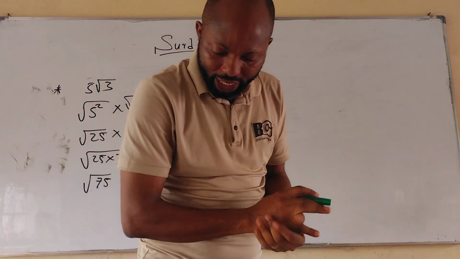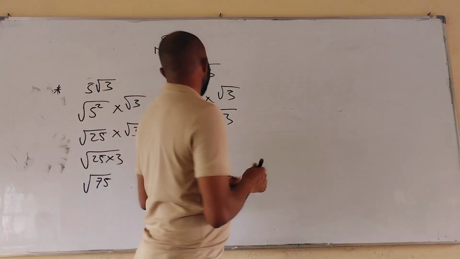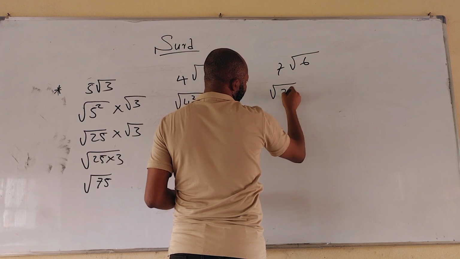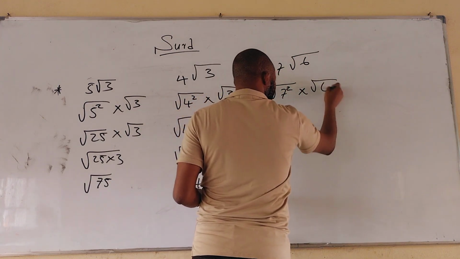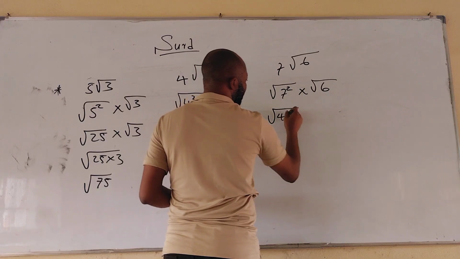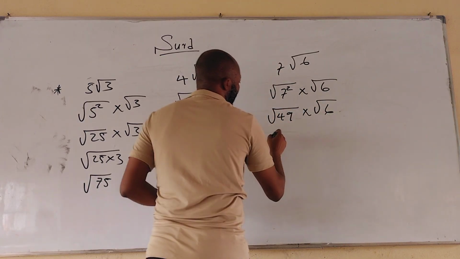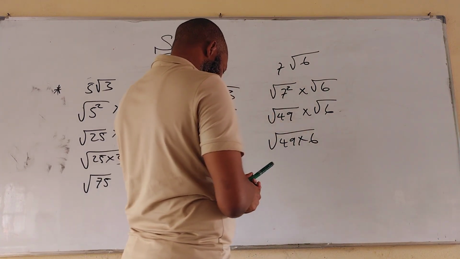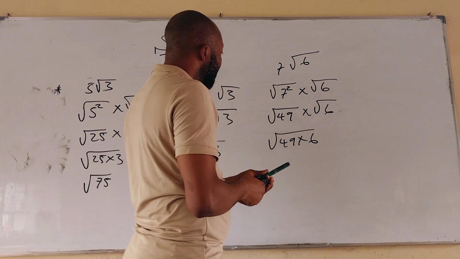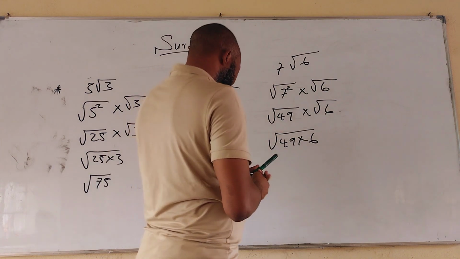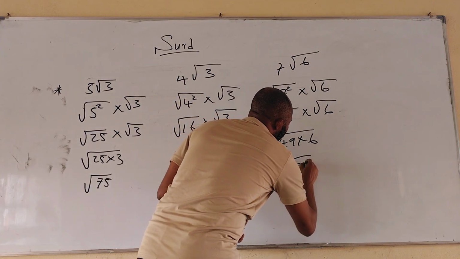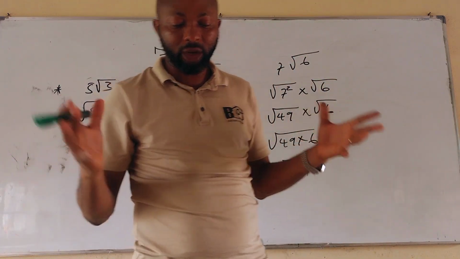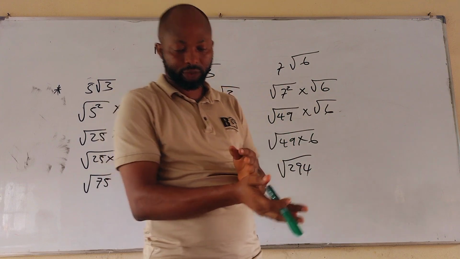Let's take one more example on that. 7 root 6. So we have 7 root 6. This becomes the root of 7 squared times root 6. 7 squared, which is 49, times root 6. And this is the same thing as 49 times 6. And that is 294. This is the root of 294. So now we can express any surd as a single surd.